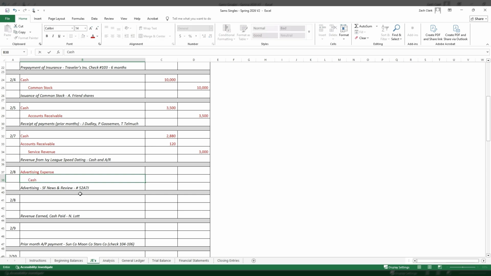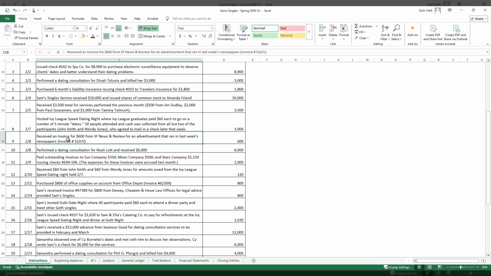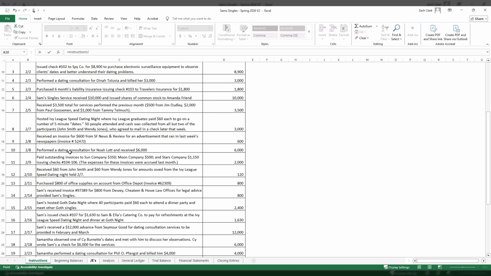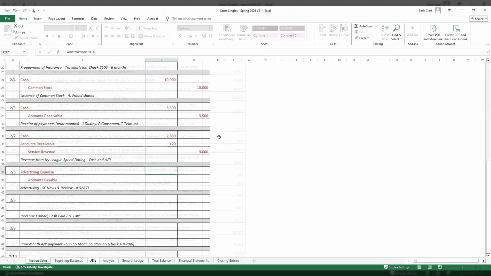And I almost put cash in there. I believe it said that we received just the invoice. So we received the invoice, but we have not yet made the payment. So that's going to be accounts payable. So that liability that we will need to pay in the future.